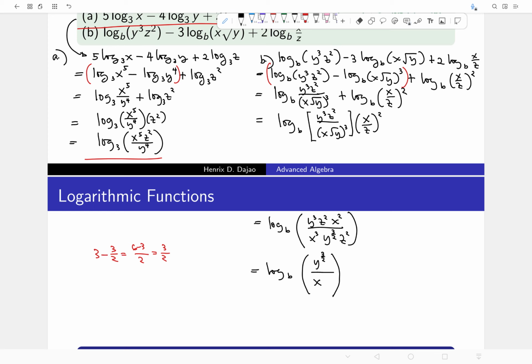Okay, so I think we're done. We've already expressed this expression as a single logarithmic expression, which is this one. So we're done. So that's how you're going to apply all those properties, or some of those properties.